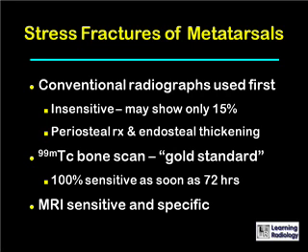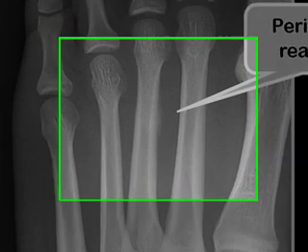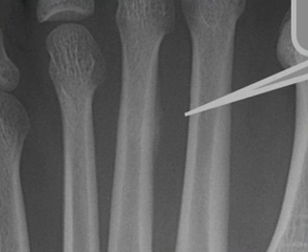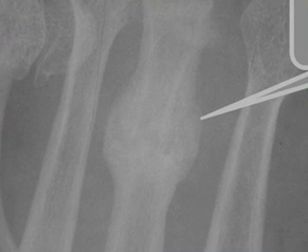MRI is both extremely sensitive and very specific, but it is also expensive. This is an example of the periosteal reaction, which is classical for a stress fracture, in this case of the shaft of the third metatarsal. The fracture line itself is not visible, but the reaction to the fracture is. This is a more gross example of periosteal reaction surrounding a stress fracture of the shaft of the third metatarsal in another patient.